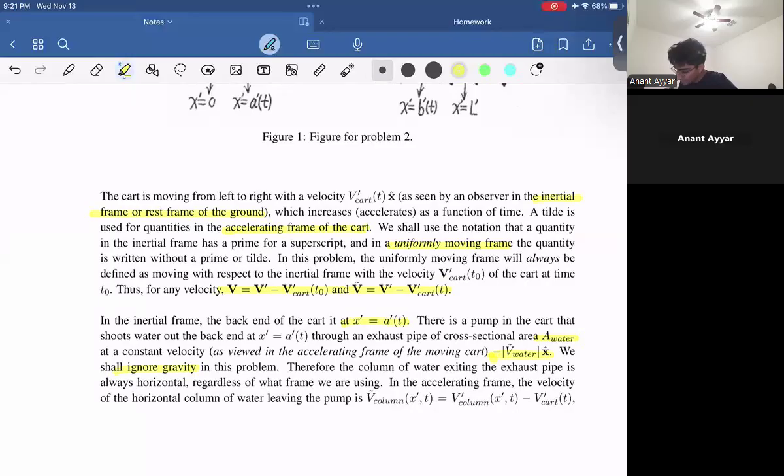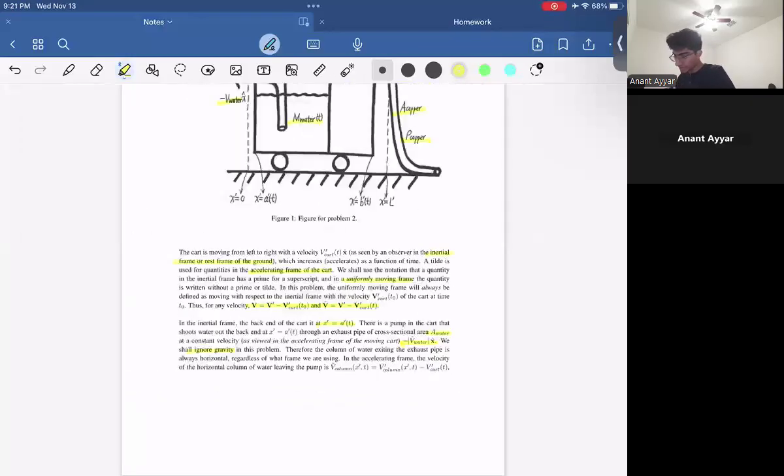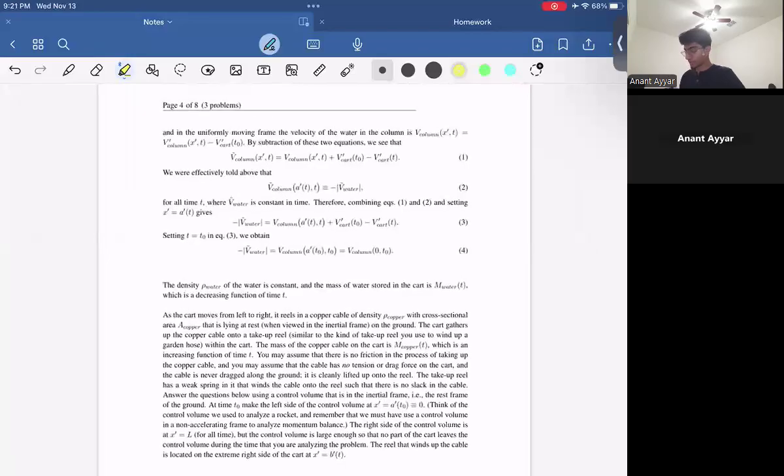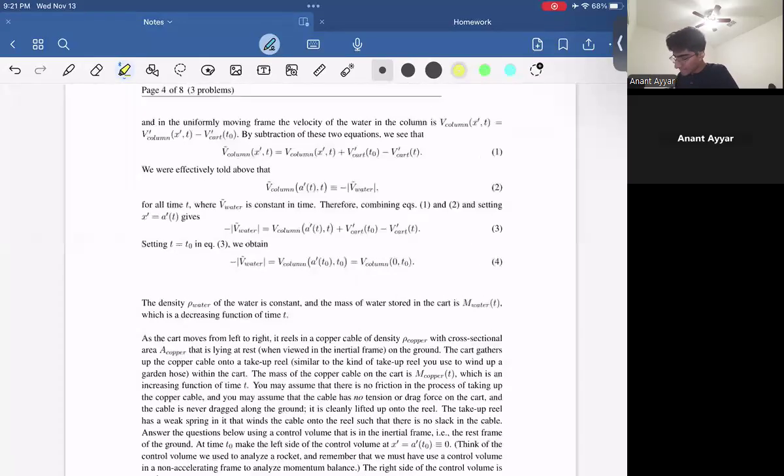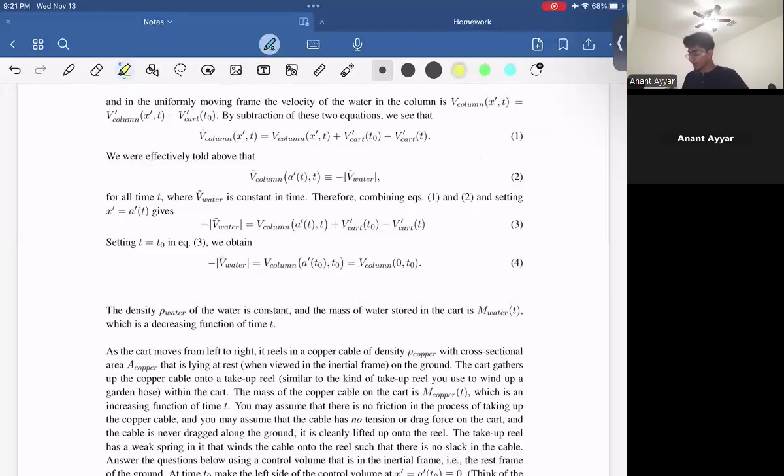Afterwards, they derive a few equations related to the velocity of the column of water that's coming out, and that's going to be important later on. We have this equation, which says that the velocity of the column at x naught, where x equals 0, at the initial time, is equal to the negative magnitude of the velocity of the water. Okay, so that's the main things from this section.